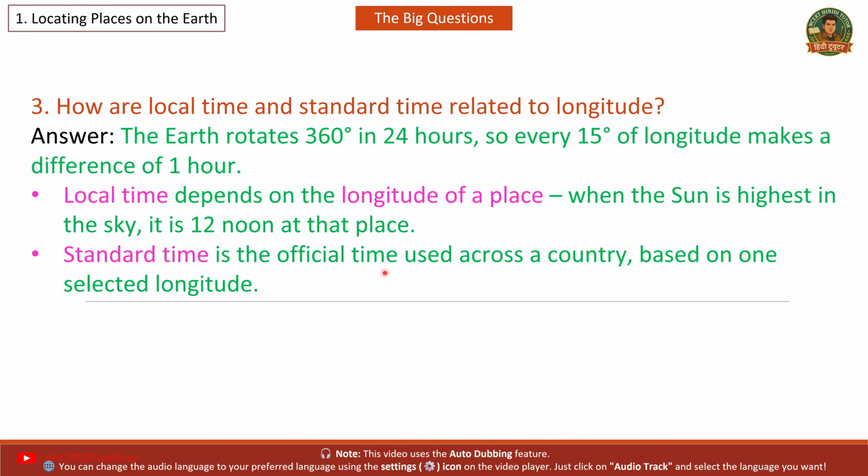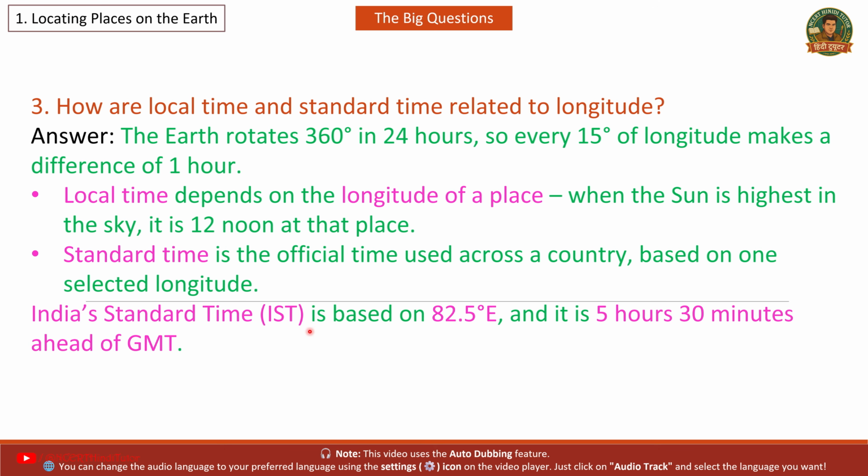Standard time is the official time used across a country based on one selected longitude. India's standard time IST is based on 82.5° east and it is 5 hours 30 minutes ahead of GMT.